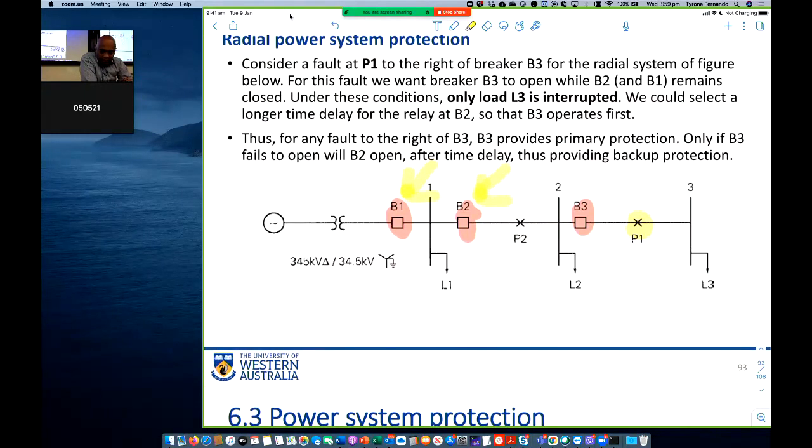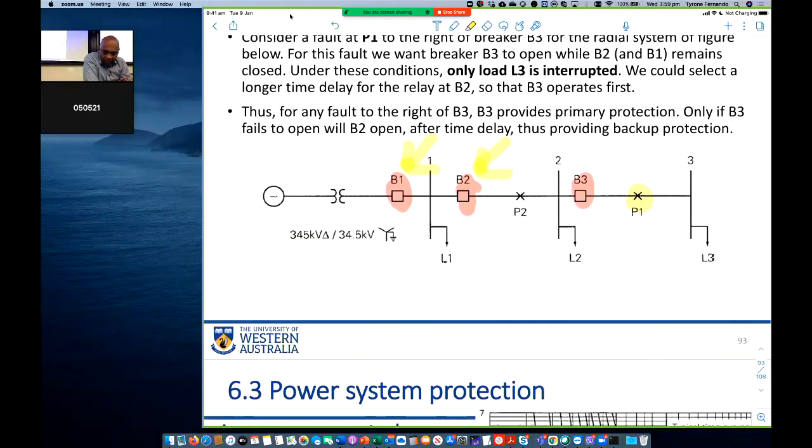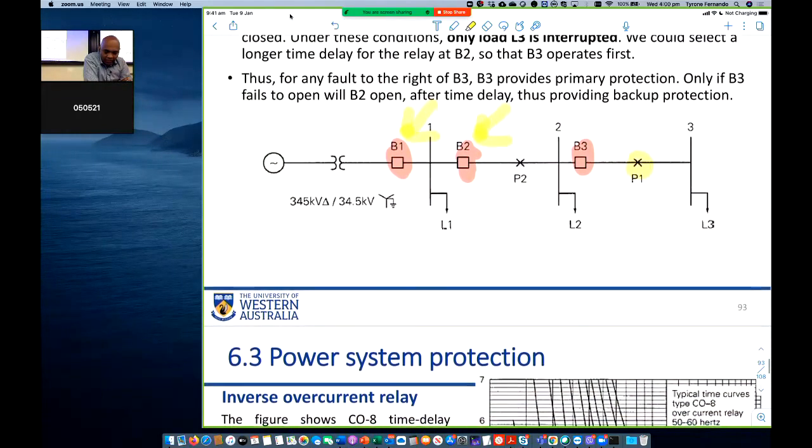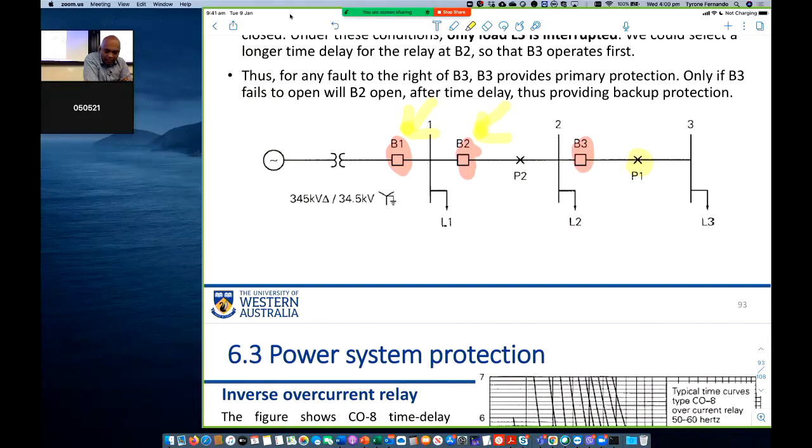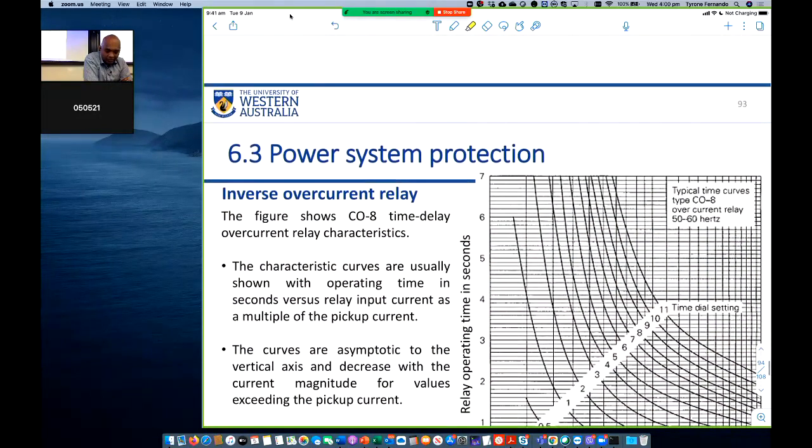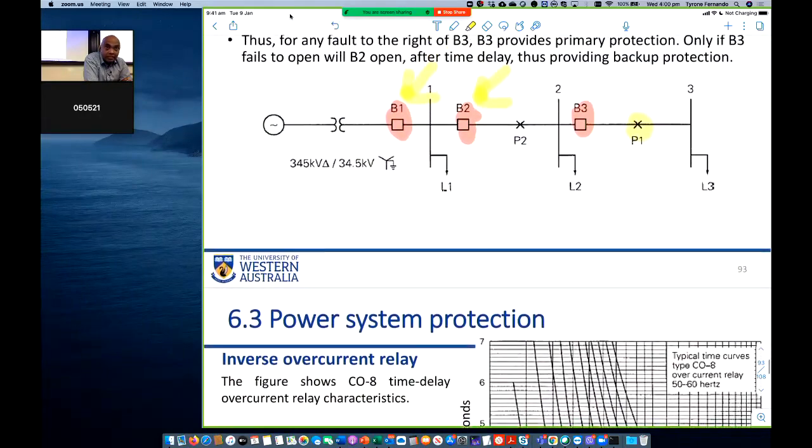So consider a fault P1 to the right of circuit breaker B3. For the radial system of the figure below, for this fault we want B3 to open while B2 and B1 remain closed. Under these conditions, only load L3 is interrupted. We could select a larger time delay for the relay at B2 so that B3 operates first. It's exactly what I said. So any fault to the right of B3 is provided primary protection by B3. Only if B3 fails to open, B2 will open after a time delay, thus providing backup protection. That's the idea.